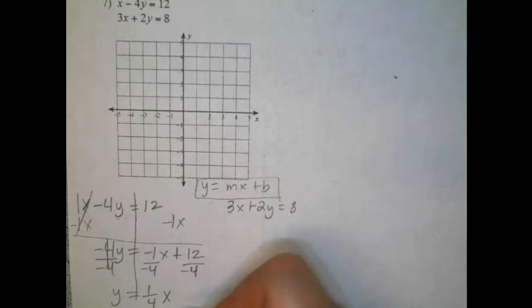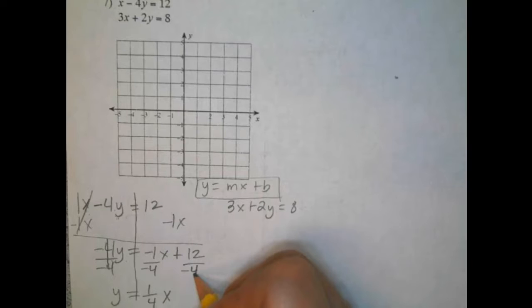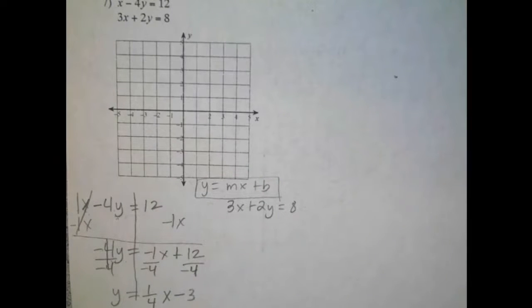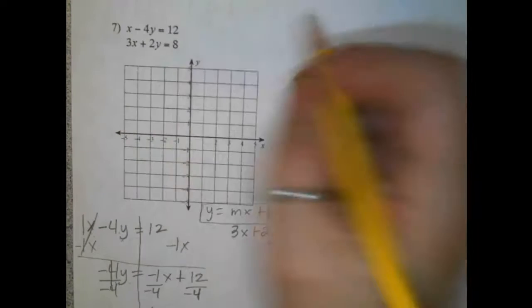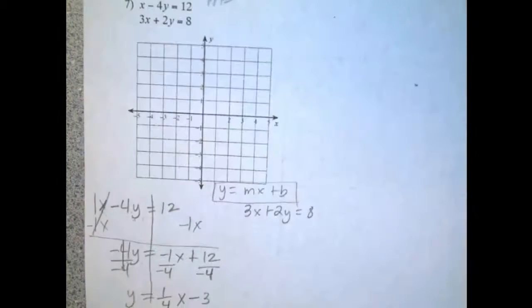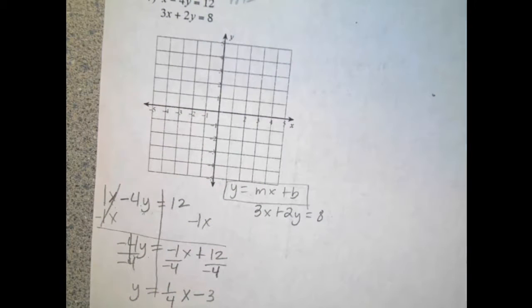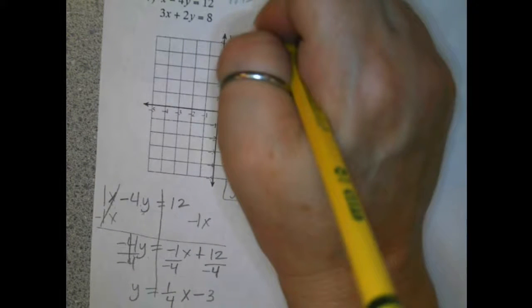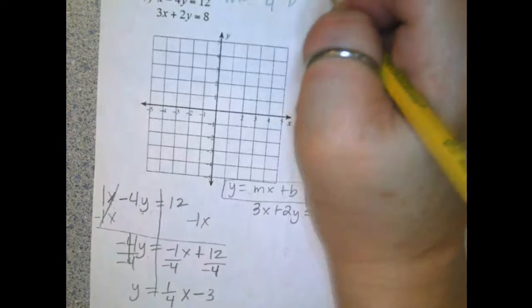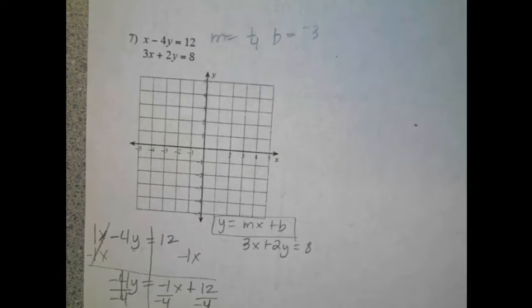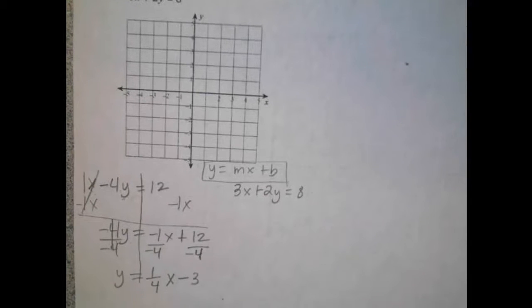I want it in fraction form because that's my slope. And then positive 12 divided by a negative is going to give me what kind of an answer? A negative 3. Okay, so that was my first equation. I'm going back up here to the top. And what is my slope, based on what we turned it into? 1/4. And what is my y-intercept? Negative 3. Sorry, I'm trying to get both ends. So my b is negative 3. That's the equation I ended up with.